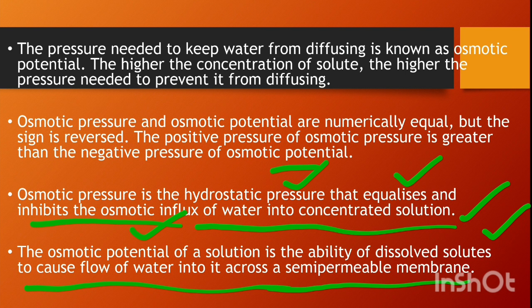So what is osmotic pressure? It is a hydrostatic pressure that equalizes or balances and inhibits the osmotic influx of water into a concentrated solution. When there is a dilute solution and a concentrated solution, water will always move from the diluted solution to the concentrated solution, because in the diluted solution the concentration of water molecules is higher than in the concentrated solution. So this osmotic pressure will inhibit the influx of water into the concentrated solution.